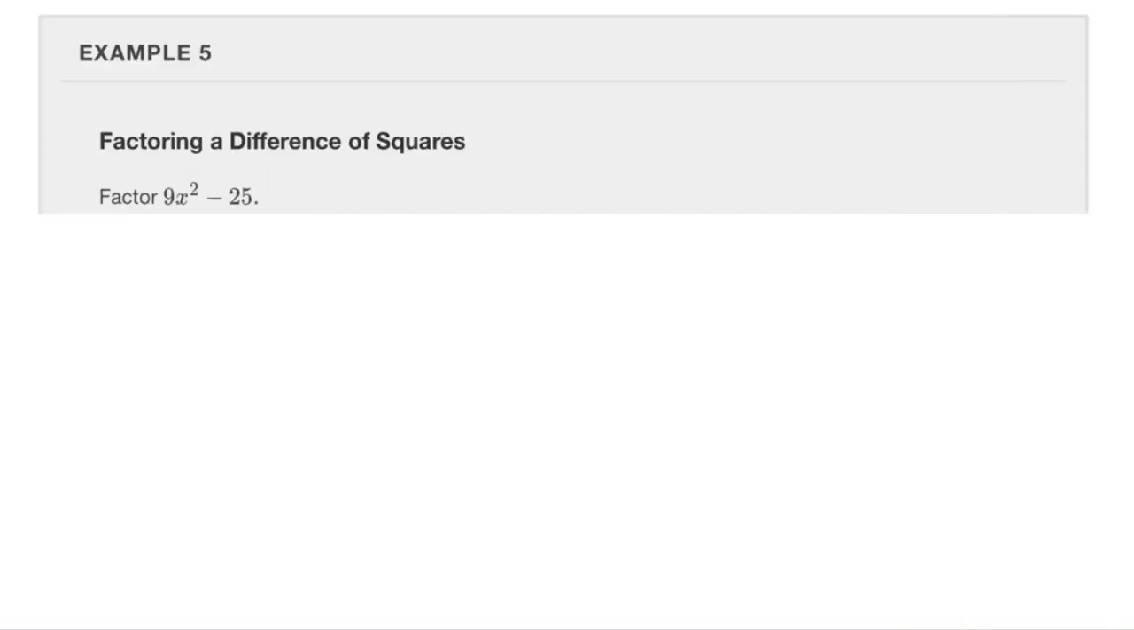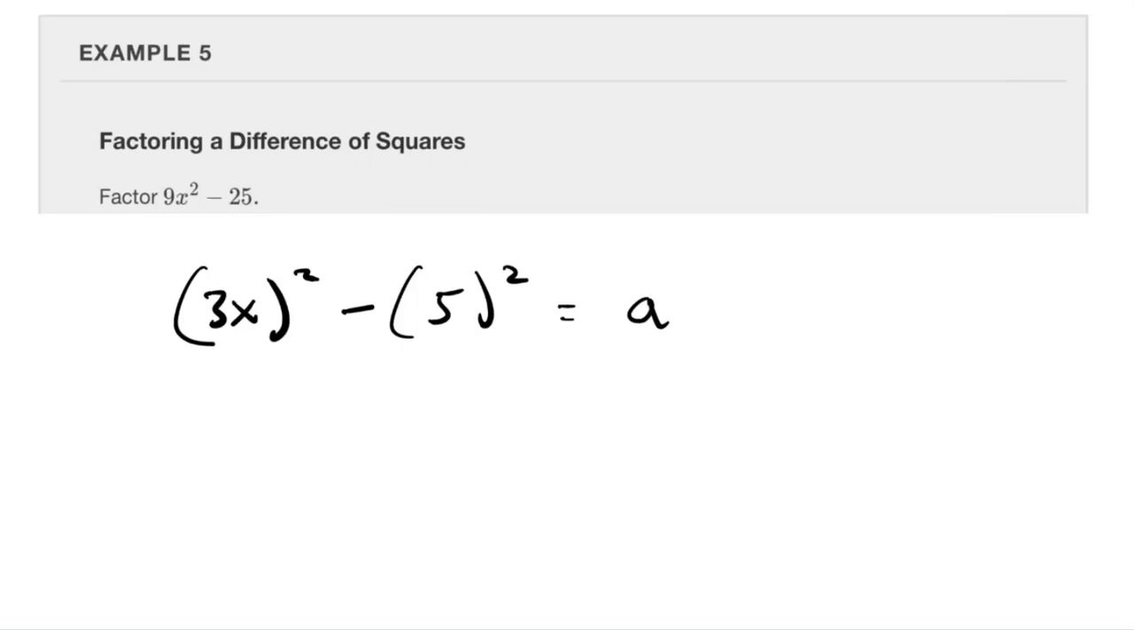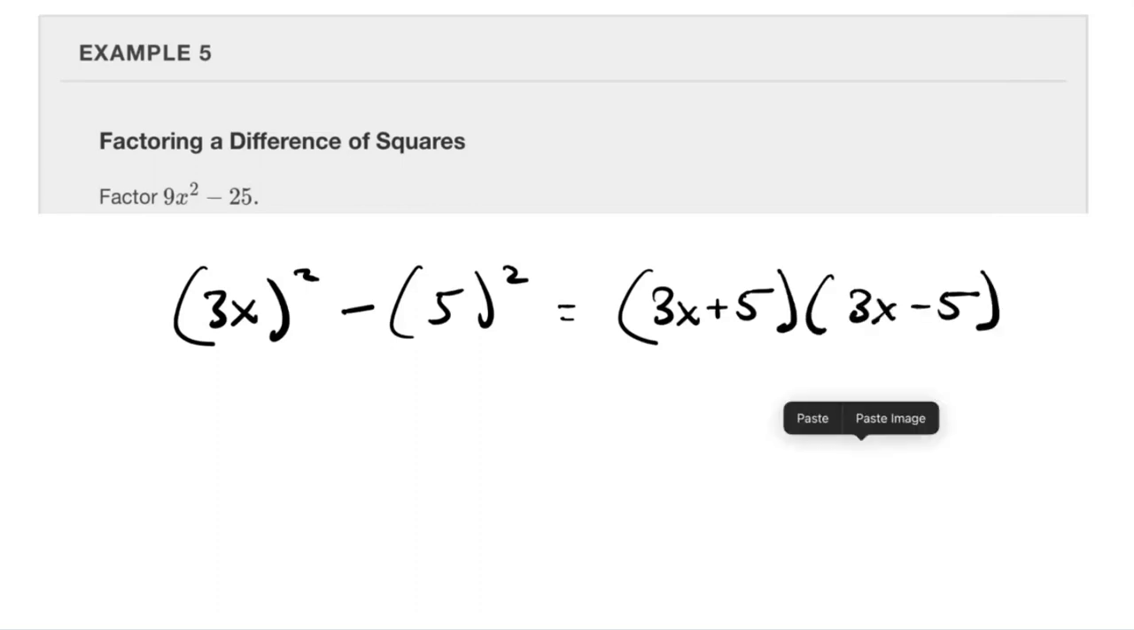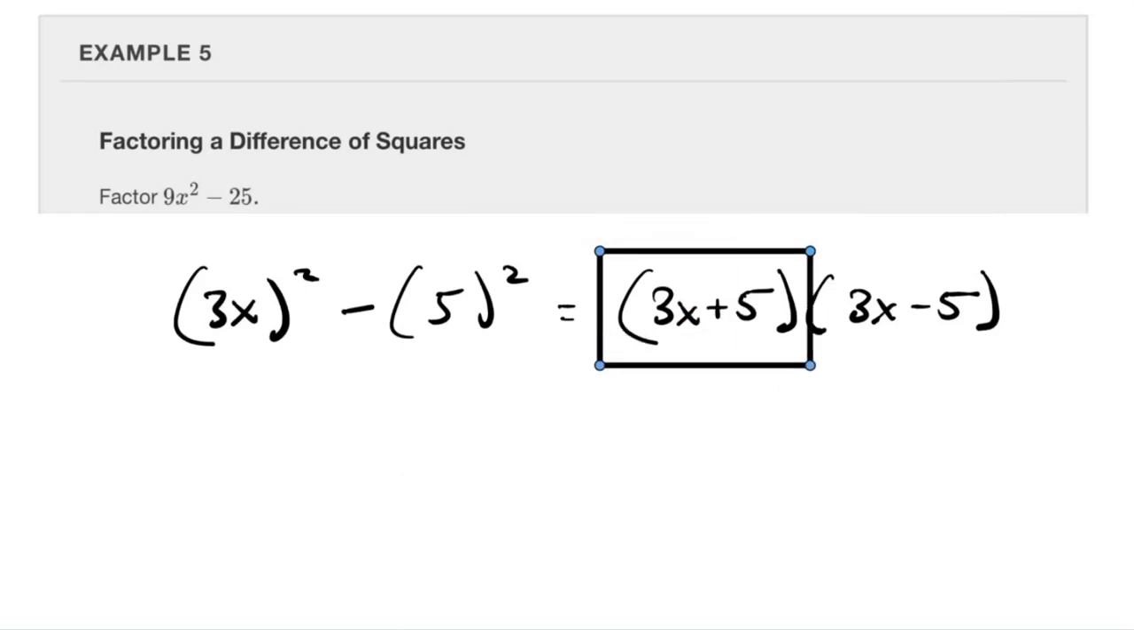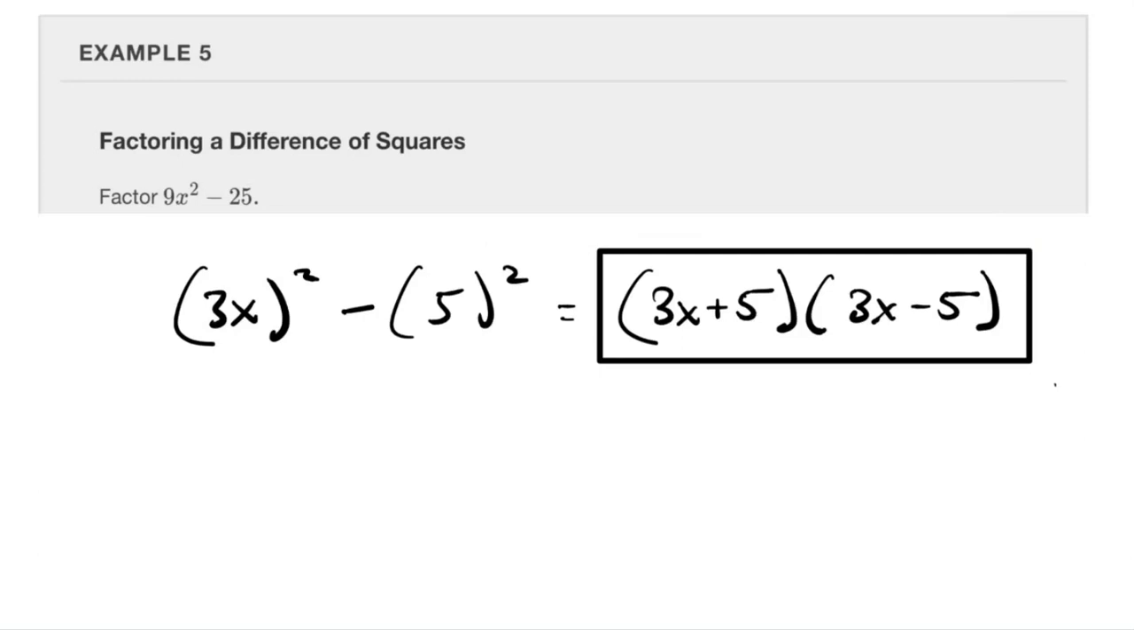So, okay, do we have something squared minus something squared? It looks like we have 3x squared minus 5 squared. So that is difference of squares, so we can jump straight to a plus b times a minus b. So that's going to be 3x plus 5 times 3x minus 5. Right? And again, you would just check by FOILing. So that's difference of squares. It's a special factoring scenario. Okay.